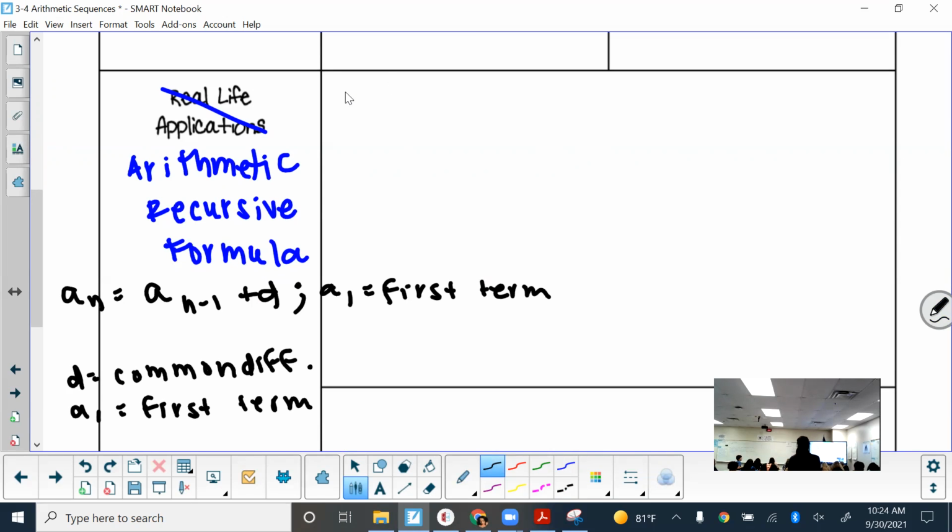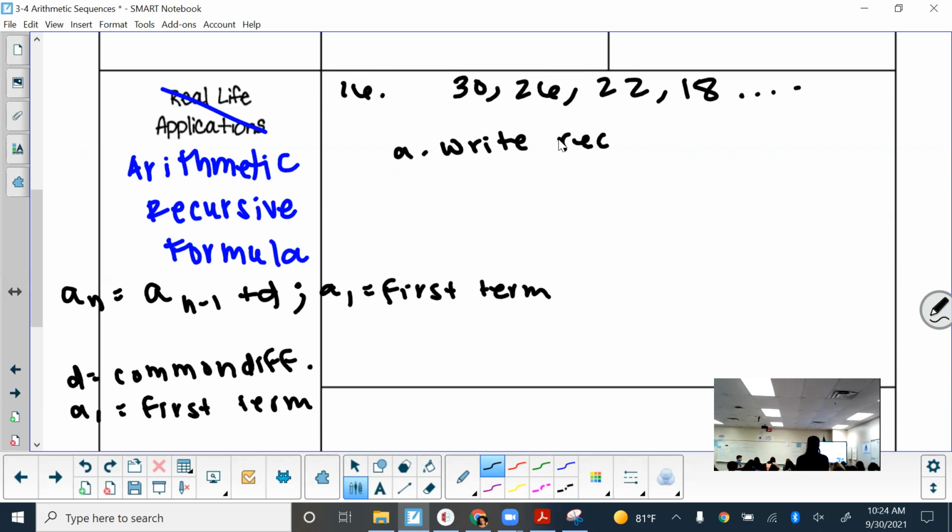So we'll do an example. So this will be number 16. We're going to write the recursive rule for this sequence. It's 30, 26, 22, 18, and then it keeps going. So we're going to write the recursive rule for the nth term.